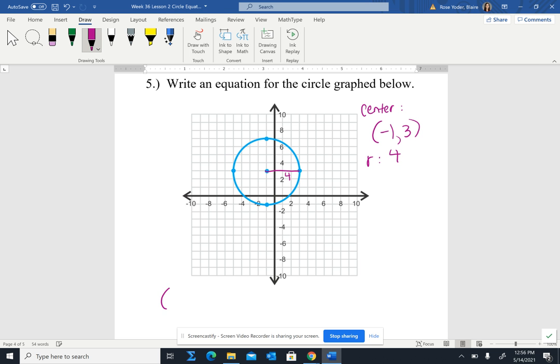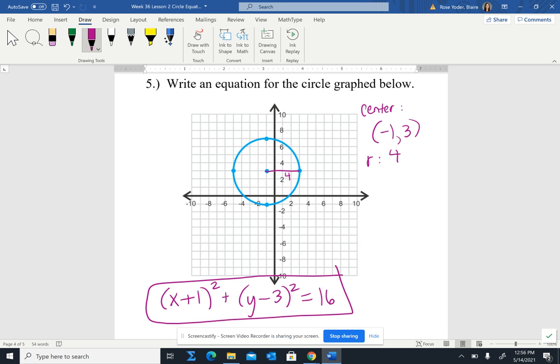So now I can plug it right into my formula. x minus -1, so I'm going to write it as x plus 1. Don't forget to square it. If you forget to square it, it won't be a circle. (y minus 3) squared equals, and then make sure that you square the radius. 4 squared is 16, and that's the equation of my circle.